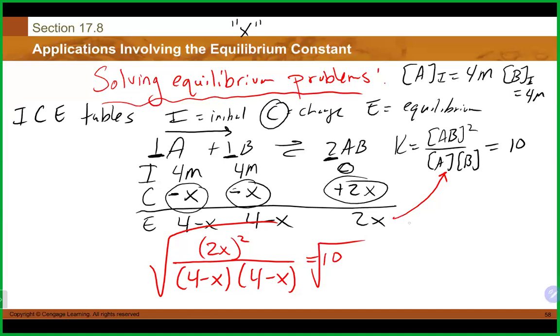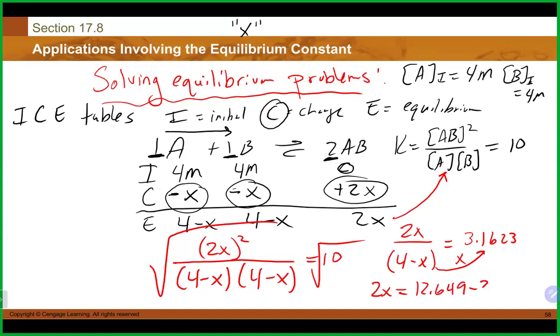If we do that, that's going to give us 2x on top. It's going to give us 4 minus x. And the thing I usually forget to do, which is actually take the square root of 10. So we'll do the square root of 10 here, and that's going to be 3.1623. We then can multiply this to the other side to try to help us solve for x. So that'll give us 2x is equal to our 3.16 times 4, which can give us 12.649 minus 3.1623x. Again, we're just multiplying that whole bottom term over to the other side.